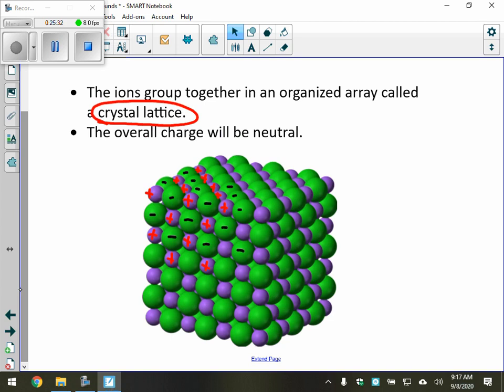So they all form this. Every ionic compound forms this. It doesn't matter really what the ratios are. They form this kind of structure, a crystal lattice. Alternating positive negatives, that's all you need to know, really.